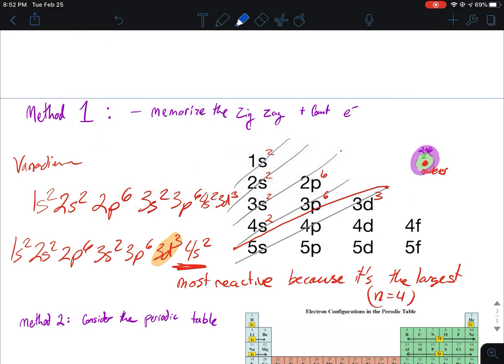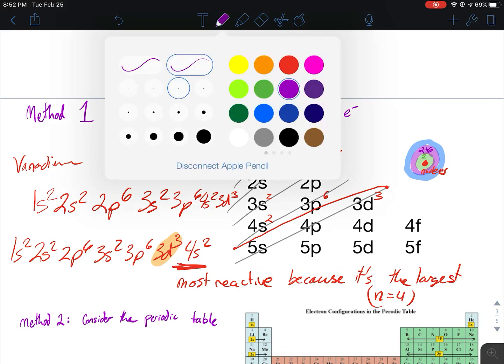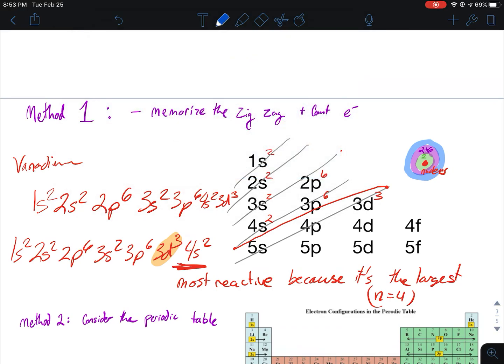Then we have another shell on top of that. I love a blue. This shell is the 3 shell, right? n equals 3, so that's on the outside. The electrons in this shell are in all sorts of weird shapes, but we get 2 electrons there. We have 2 in the s, we have 6 p electrons, and we have 3 d electrons.